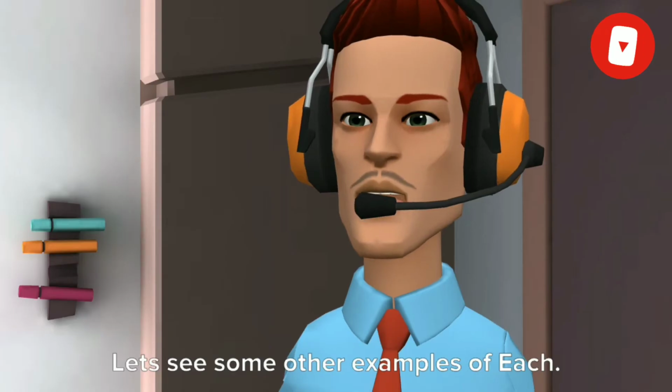Let's see some other examples of each. Second example: Each artist sees things differently. Third example: We need each other. Fourth example: They hated each other.